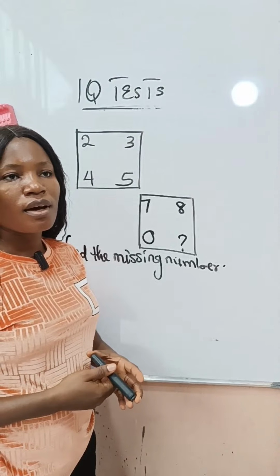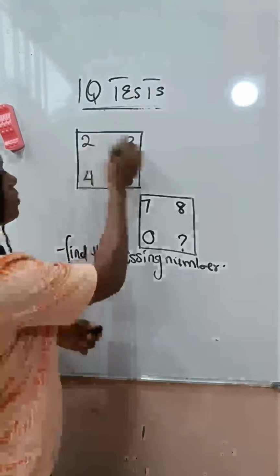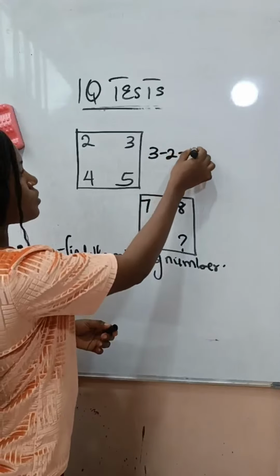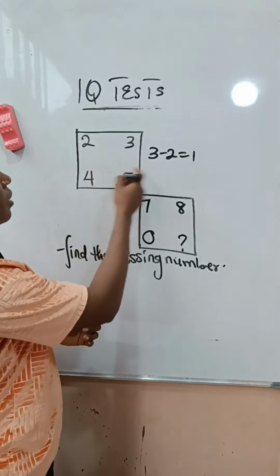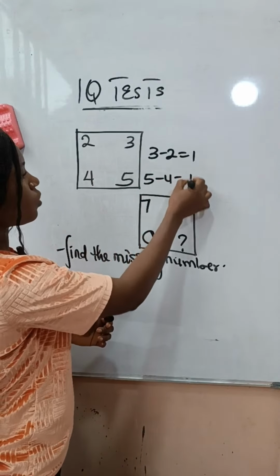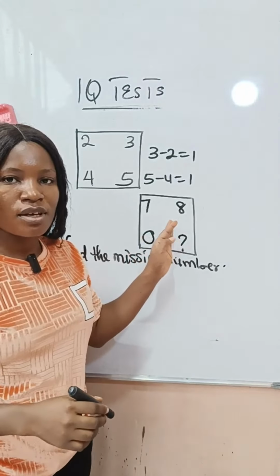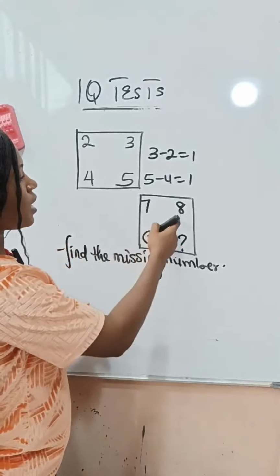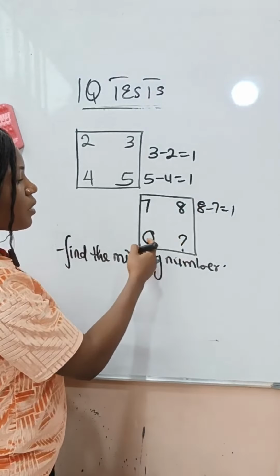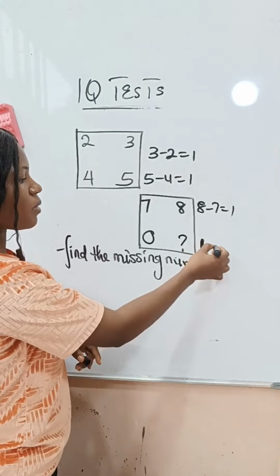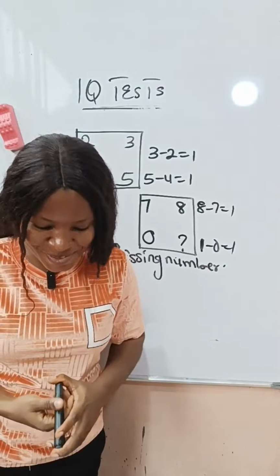So, if you look at this, you can see that 3 minus 2 is equal to 1. 5 minus 4 is equal to 1 as well. Now, if you come to the other square, you see that 8 minus 7 is also 1. So what minus 0 will give us 1 is 1. 1 minus 0 is 1. So that's why the answer is 1.